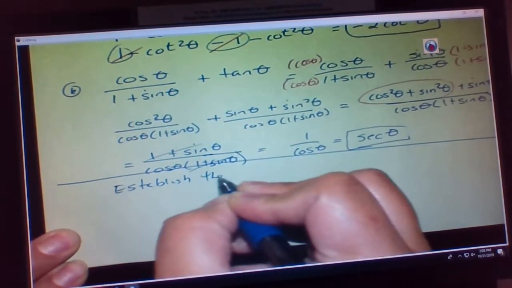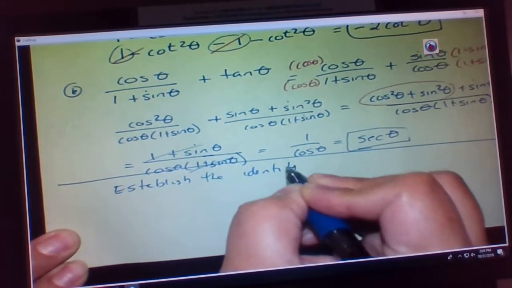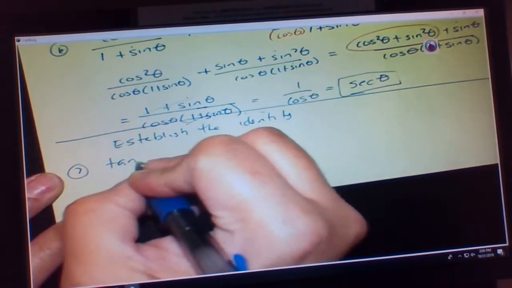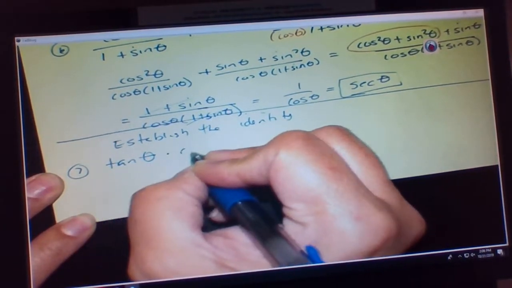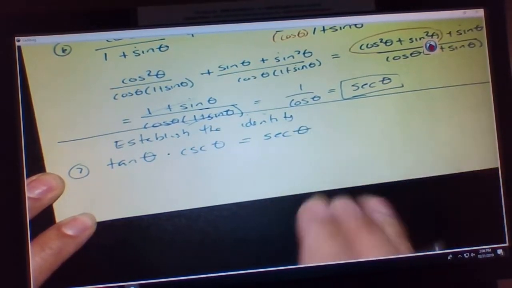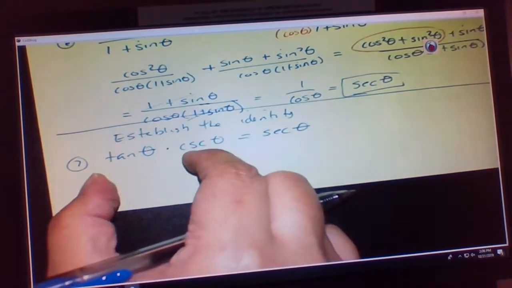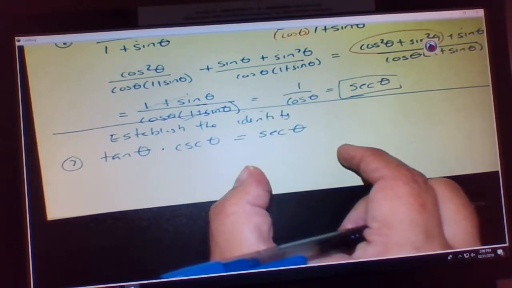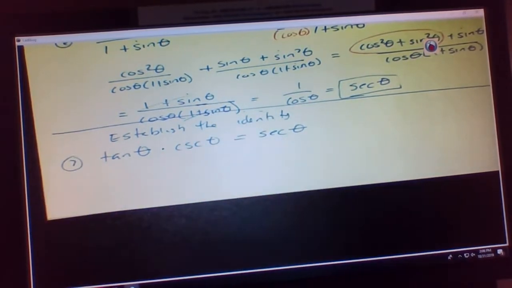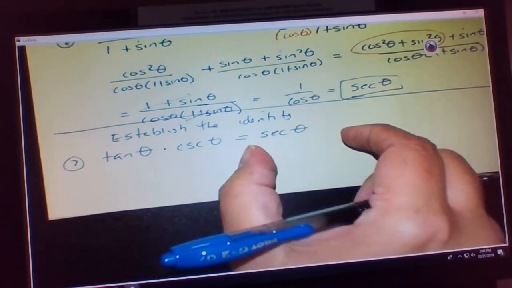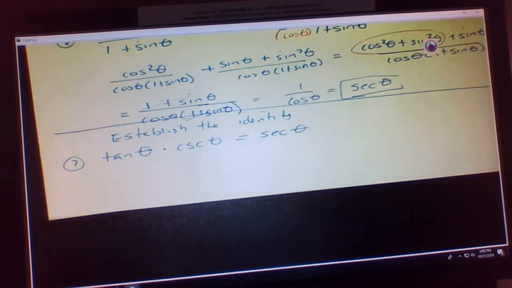Establish the identity. Number 7, tangent times cosecant. You want it to equal secant. So in this one, they actually give you that this has to equal this. So you have to manipulate these two so it equals secant. That's what you do when it says establish the identity. Make sure the front equals the back. Now, just so we get an idea, secant is 1 over cosine.